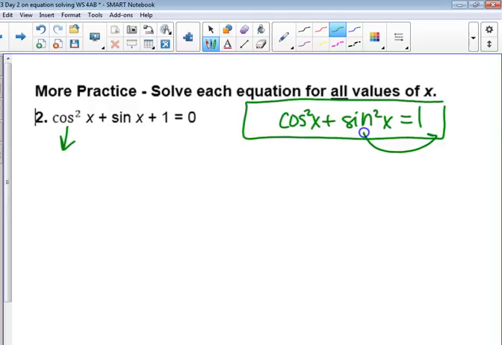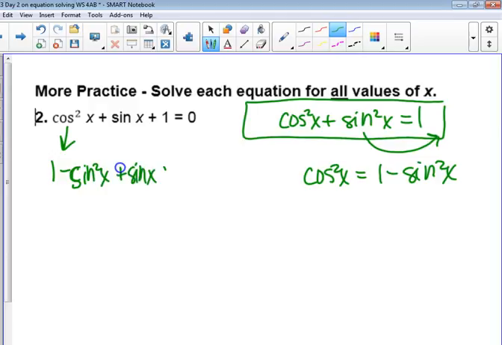But I can rearrange this one and take a cosine squared and trade it for a 1 minus the sine squared. Would that be okay? So it isn't real pretty. It becomes a 1 minus sine squared plus a sine plus a 1. Which of those can I combine? The 1's combined to be a 2. Now, this is what I'm left with.